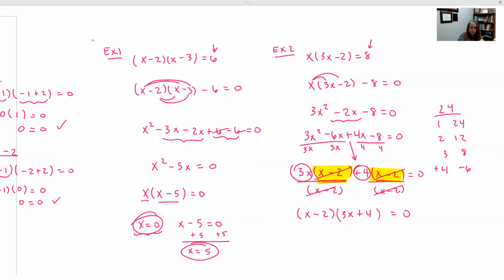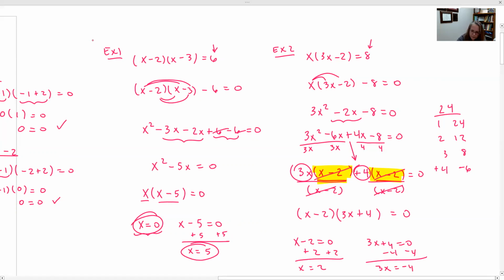So now I'm going to take each one of those factors, set them equal to 0, and solve for x. And so here, negative 4, 3x equals negative 4. And then I'm going to come up here. I divide both sides by 3 to get x equals negative 4/3. So here are my 2 solutions to that equation.